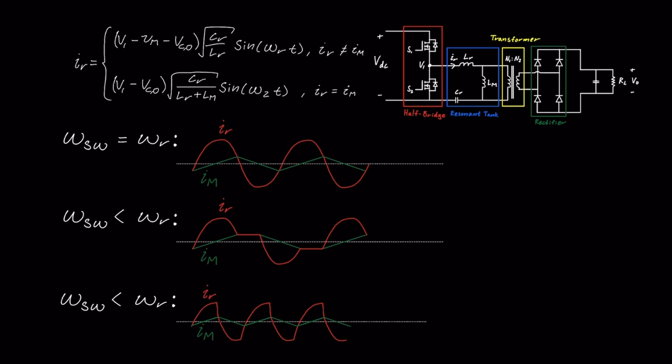And then when the switching frequency is lower than the resonance frequency, we will get a waveform that looks like this for the current. The reason why it looks like this is that for the first part of the half cycle, we follow this equation because IR is not equal to IM. So IM would be equal to IR at the same point as for the resonance frequency one. However, the period is not yet done. So at this point, there becomes an open circuit in the diode bridge, which means that we follow this waveform.